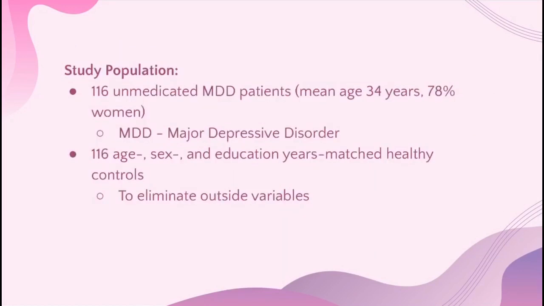The study population of this particular study is 116 unmedicated MDD patients, or major depressive disorder patients, with a mean age of 34 years, and 78% of them are women. There's also 116 age, sex, and education years matched healthy controls to eliminate outside variables. So essentially, each MDD patient has a partner that has the same age, sex, and education years matched healthy control.